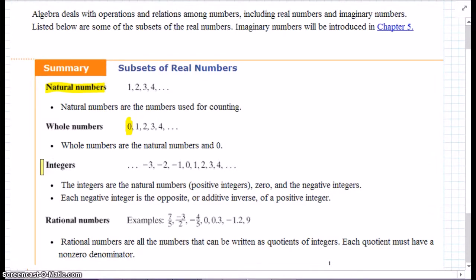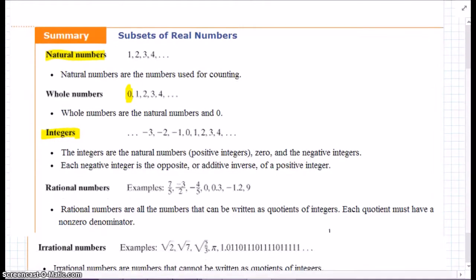Integers are all whole numbers and their opposites. So all natural numbers, 0, and all their opposites, the negative integers. Each negative integer is the opposite of a positive integer. Rational numbers are all numbers that can be written as a quotient of two integers, so an integer over another integer. Each quotient must have a non-zero denominator.